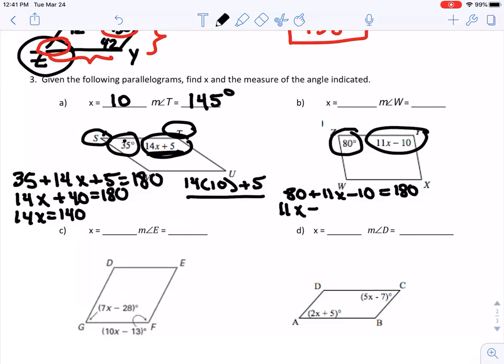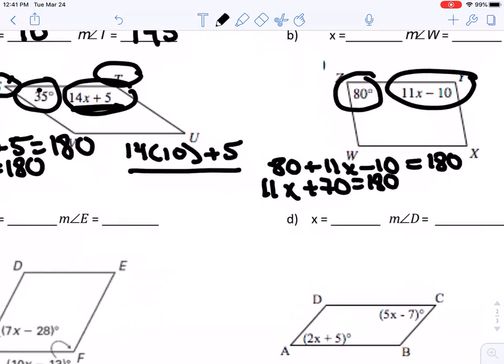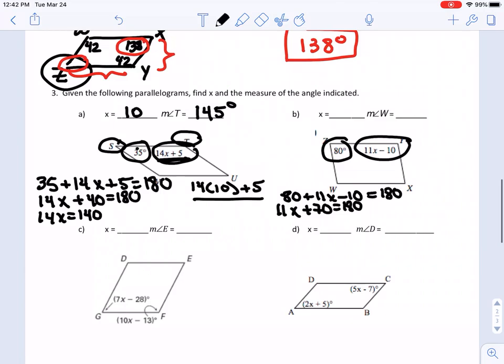So 80 minus 10 is 70. I'm going to go ahead and minus 70 from both sides. If I do that, I get 11x equals 110. And then divide by 11, so I get x equals 10 here again.